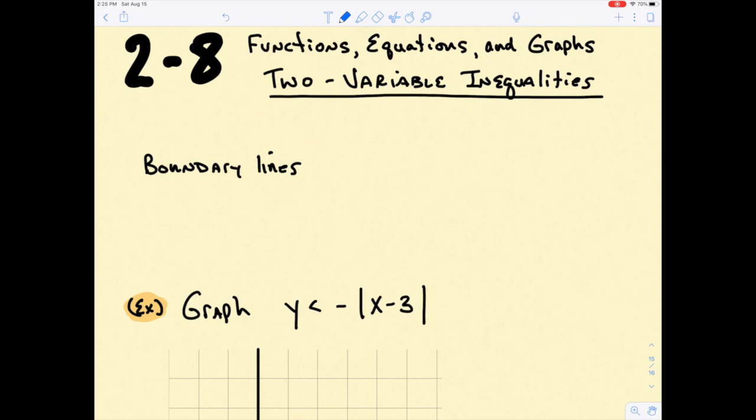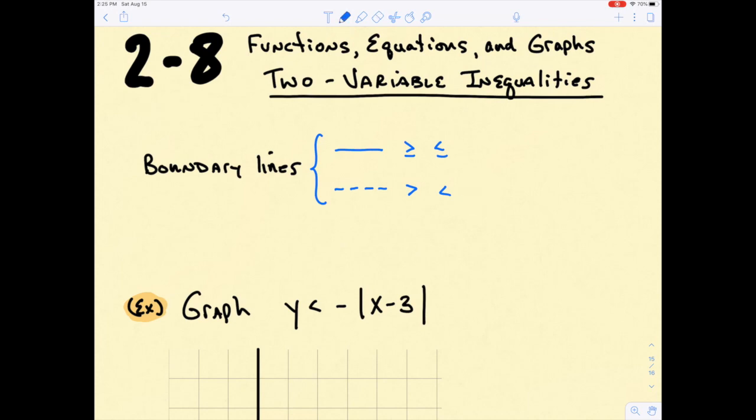When you're graphing two-variable inequalities, the key idea is that you have boundary lines, and boundary lines can only be one of two things. They can either be solid lines, and you'll see them solid if they are greater than or equal to or less than or equal to, or they could be dashed lines, which means that's a boundary, but the stuff on the line isn't actually part of your solution. And that would be greater than or less than, or you could probably argue not equal, although the not equal one is not really a very common version of what we're doing, so I'm going to take that off.